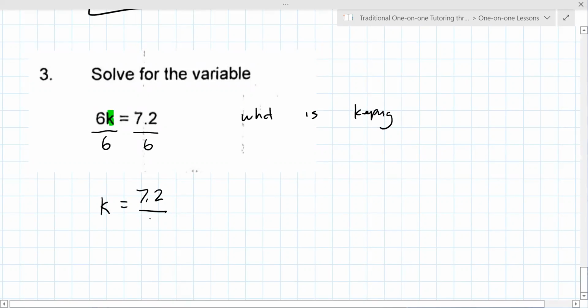Your answer is 7.2 divided by 6. But you have to actually divide this. Okay, so 6 goes on the outside. 7.2 goes on the inside. We were working on this the other day. If you need a refresher, we can go through one. This one's not too bad though.